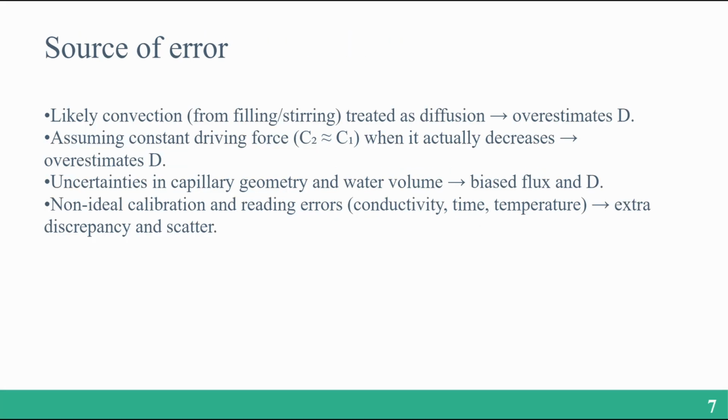So the sources of error for the first experiment are the likely convection from filling and stirring treated as diffusion, which overestimates the diffusion coefficient. Assuming a constant driving force when it decreases also overestimates the diffusion coefficient. Uncertainties in capillary geometry and water volume cause a bias in flux and diffusion coefficient.